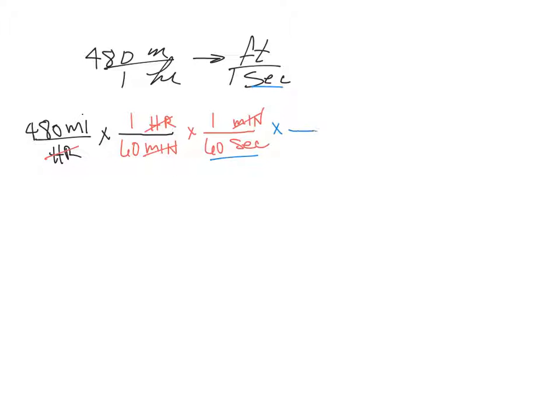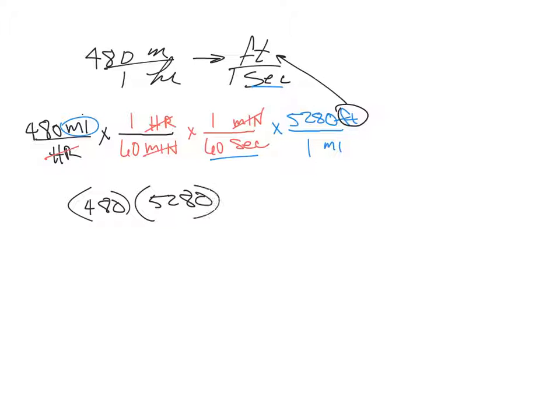Make a times sign. I'm going to change from miles to feet. So miles is on top there, so it's going to go on bottom there. Do I know anything about miles and feet? Well, heck yeah. I know 5,280 feet are in 1 mile. And lo and behold, feet is what I was looking for. It's on the top, so I am done. So now I just take 480 times 5,280 divided by 60 times 60, which is 3,600.